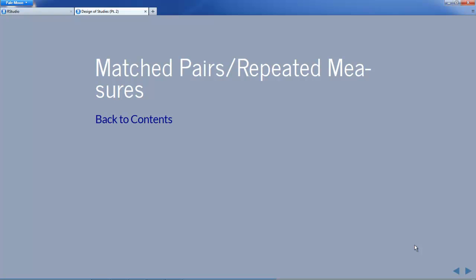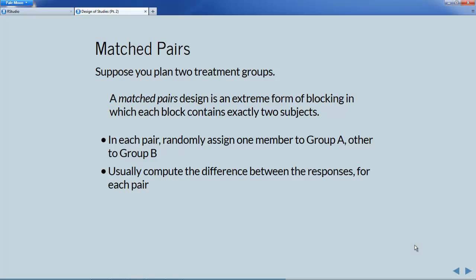Randomized block designs were the second type of experimental design that we've looked at. There's a third type that really contains 2 subtypes. So we're looking now at matched pairs and repeated measures designs. Matched pairs aren't really anything new. They're just an extreme form of blocking in which each block contains exactly 2 subjects. So you can use one when you plan to have 2 treatment groups. For each of these pairs, you randomly assign one member to group A and the other to group B.